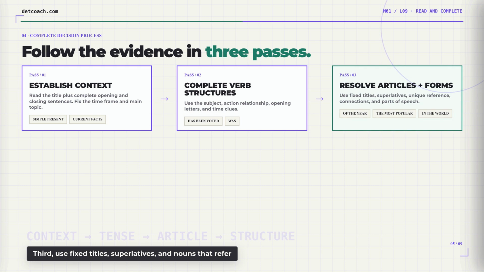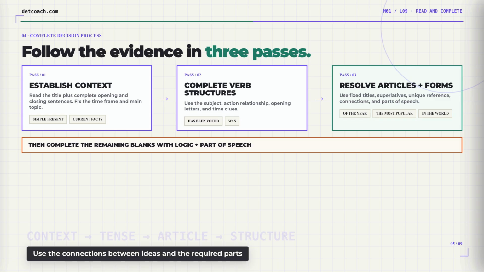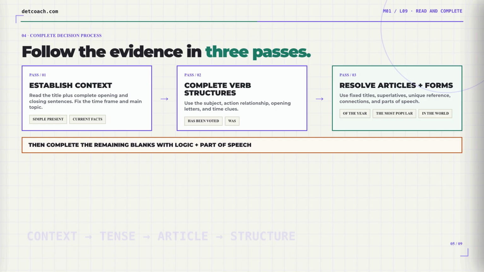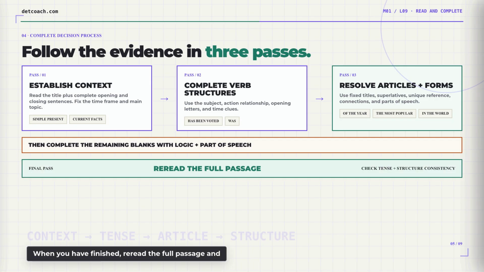Third, use fixed titles, superlatives, and nouns that refer to something unique to complete expressions such as of the year, the most popular, and in the world. Use the connections between ideas and the required parts of speech to complete the remaining blanks. When you have finished, reread the full passage and check that the verb tenses and sentence structures are consistent.